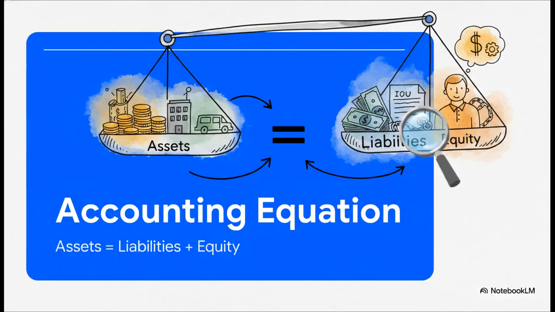Now, you might be wondering, why does it have to perfectly equal out? Well, it's all because of the accounting equation. This formula is the absolute bedrock of all double-entry accounting. It simply states that assets, meaning the valuable resources your business owns like cash, must equal liabilities, which are your obligations to third parties, plus equity, which is what the business owes to you, the owner. This equation must always balance.